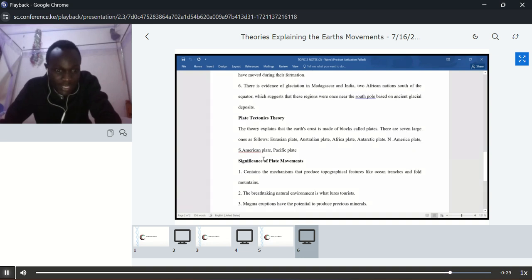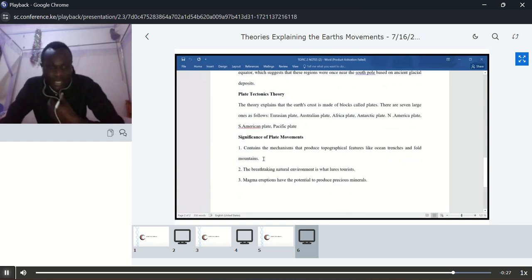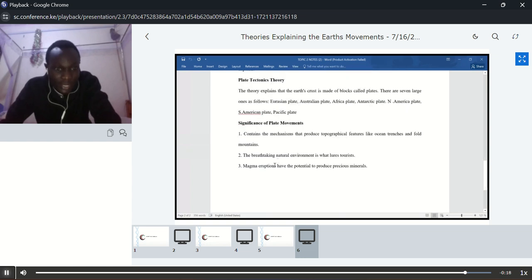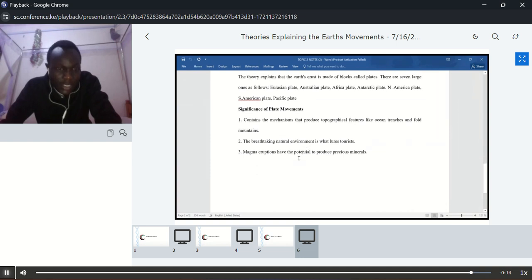We have the significance of plate movement. Number one is that it contains the mechanisms that produce topographical features like ocean trenches and fold mountains. The breathtaking natural environment is what lures tourists, and magma eruptions have the potential to produce precious minerals. That marks the end of our discussion.